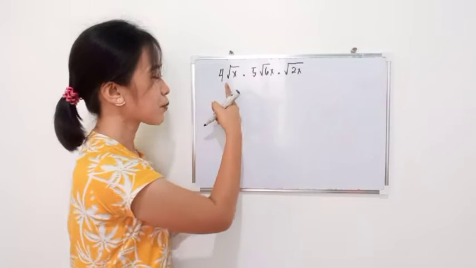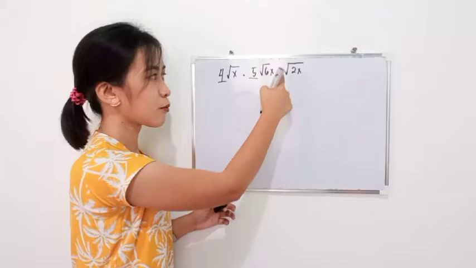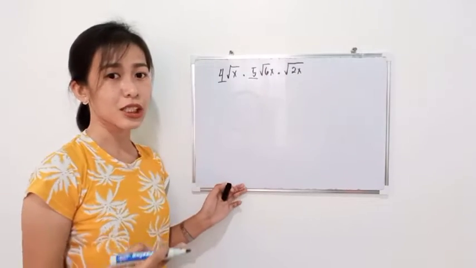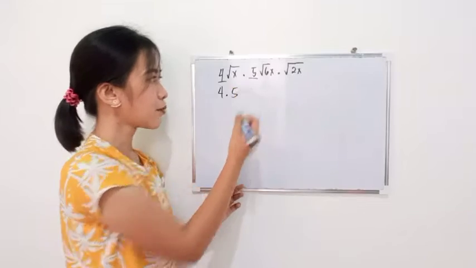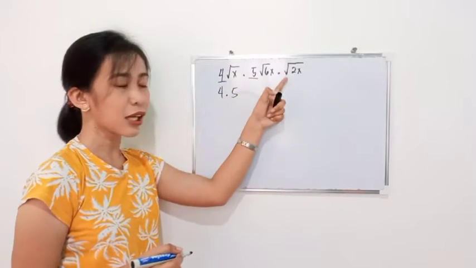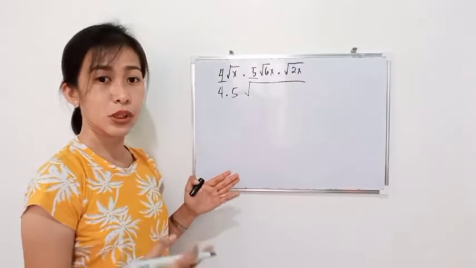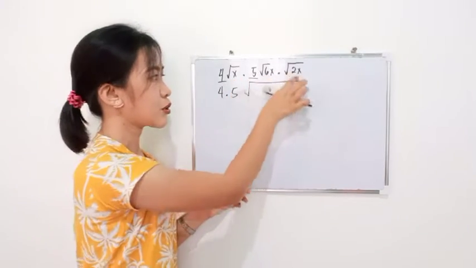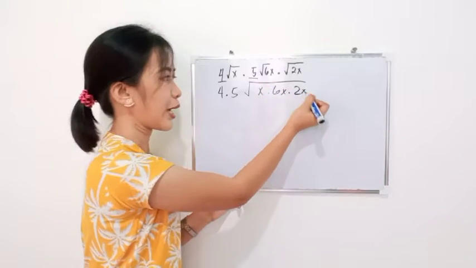So, we have to multiply first the coefficient. Since ito ay walang coefficient, automatic 1 yon. But, hindi na naman natin siya kailangang i-multiply dito sa dalawa. So, we have 4 times 5. And then, dahil pare-parehas naman silang square root, just copy the square root. And then, just multiply the radicands. So, we have x times 6x times 2x.